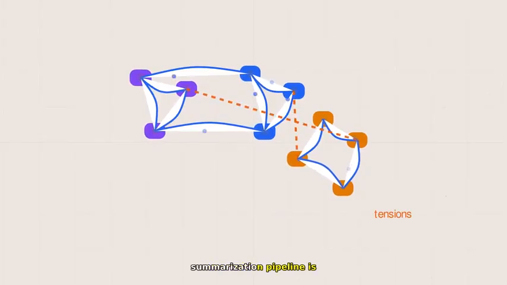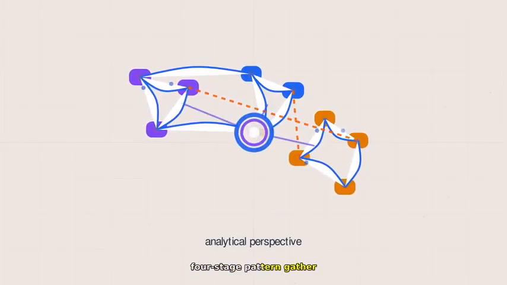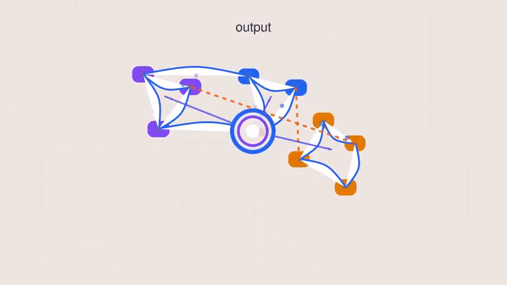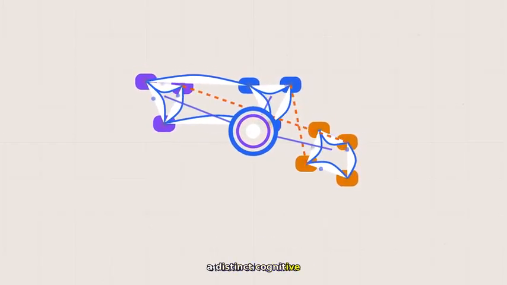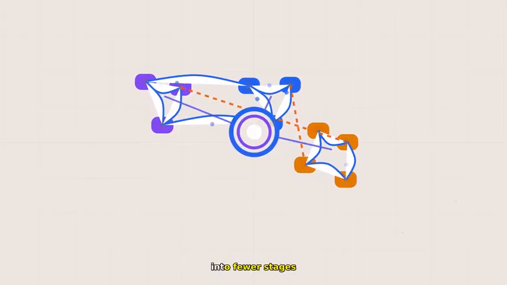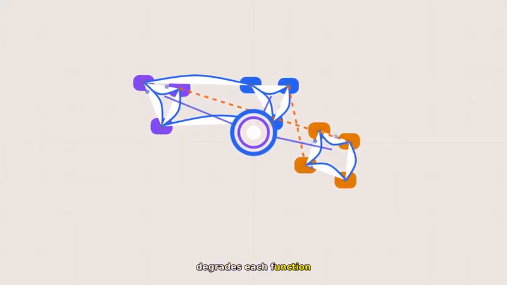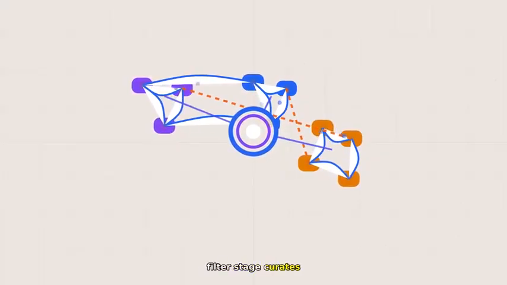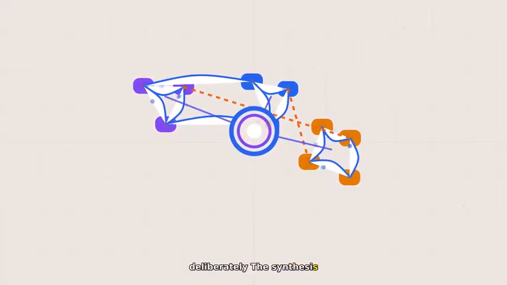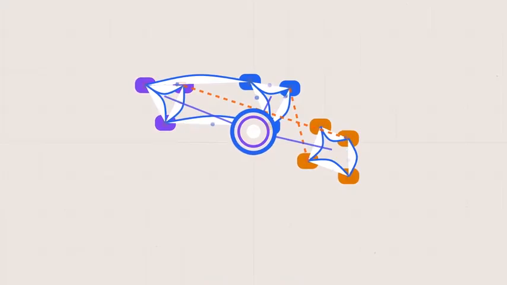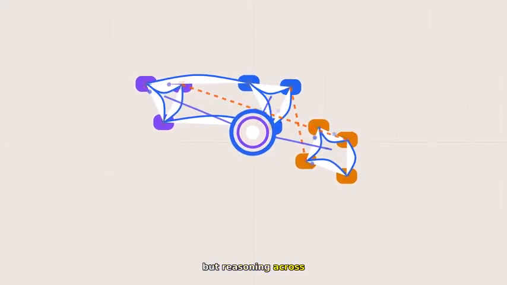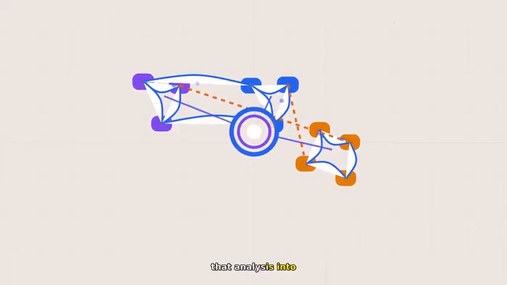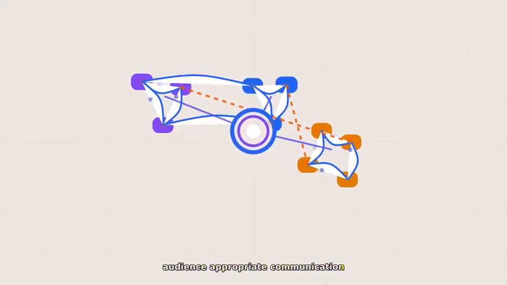The research and summarization pipeline is built on a 4-stage pattern: gather, filter, synthesize, format. Each stage has a distinct cognitive function, and trying to combine them into fewer stages degrades each function. The gather stage captures broadly. The filter stage curates deliberately. The synthesis stage constructs analysis, not just summaries, but reasoning across multiple inputs. The format stage translates that analysis into audience-appropriate communication.